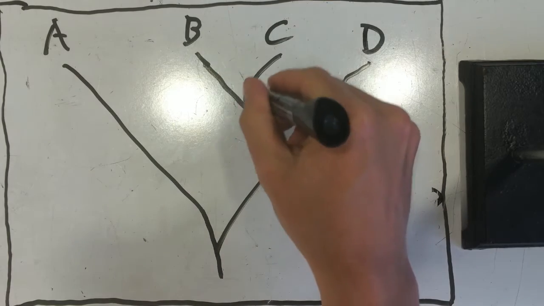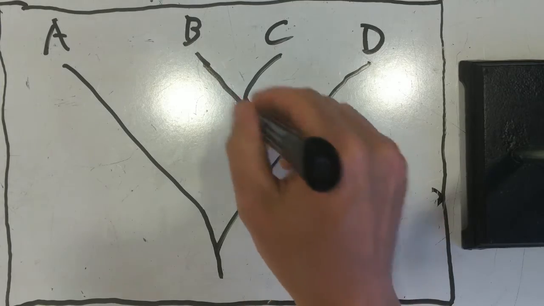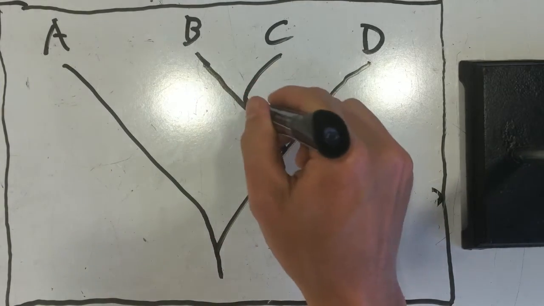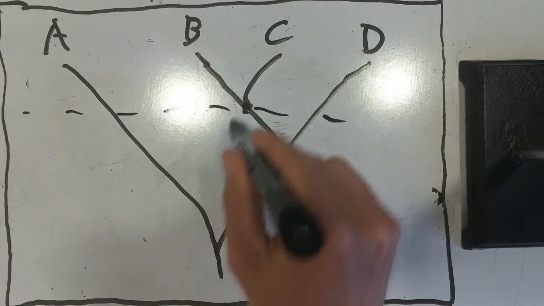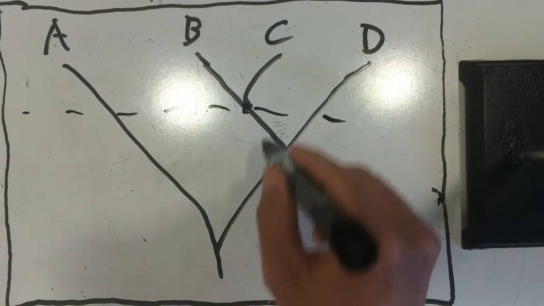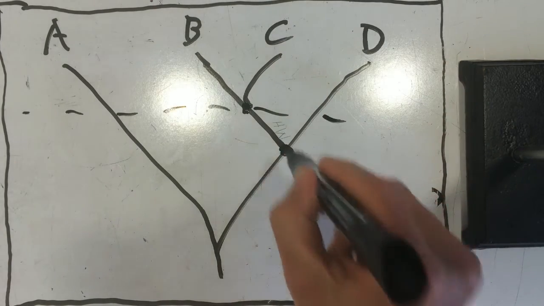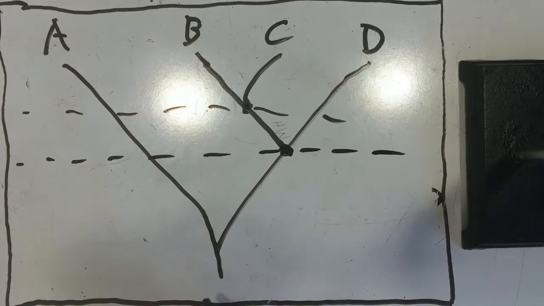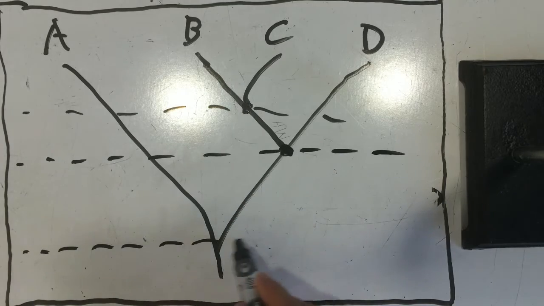So these lines represent the passage of DNA from parent to offspring in a continuous lineage. Now, obviously, species B and C diverged from a common lineage fairly recently, right? So B and C are most closely related. B and D and C and D are still fairly closely related, but less so than B and C are. And finally, A is the least closely related to all 3.